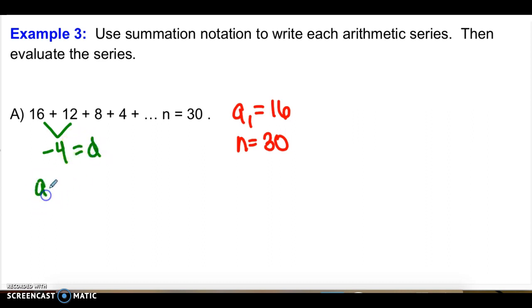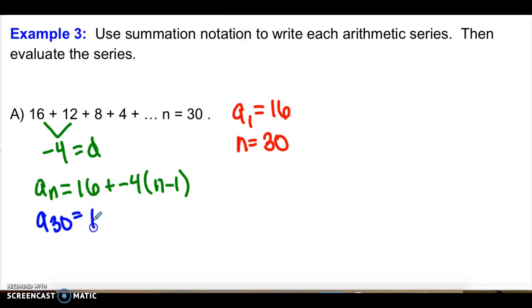So if we were to write an explicit formula, we would have AN equals A1 plus D times N minus 1. So if we want to solve for the 30th term here, we would just plug in 30 for N, and we would get 16 minus 4 times 30 minus 1. So our 30th term is going to be negative 100.